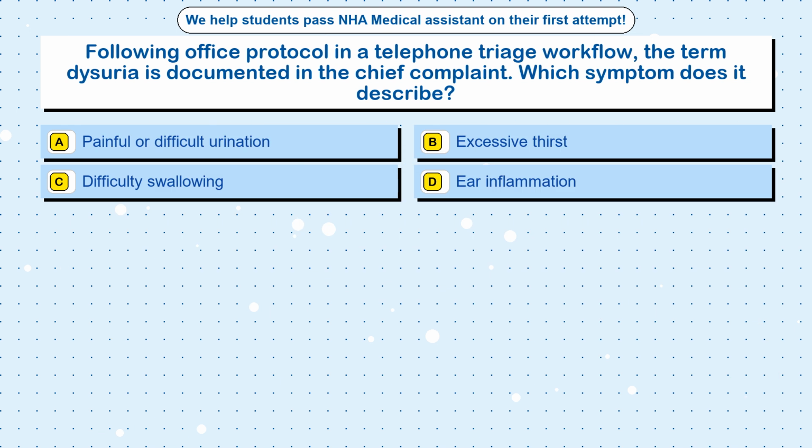Question 71. Following office protocol in a telephone triage workflow, the term dysuria is documented in the chief complaint.